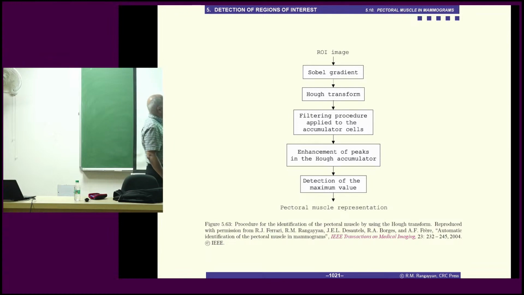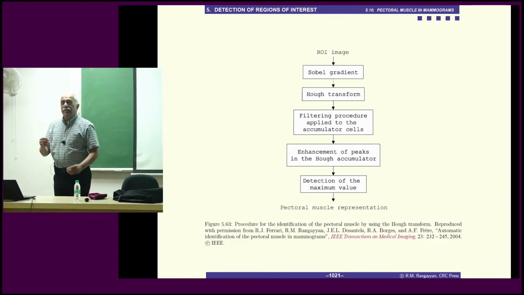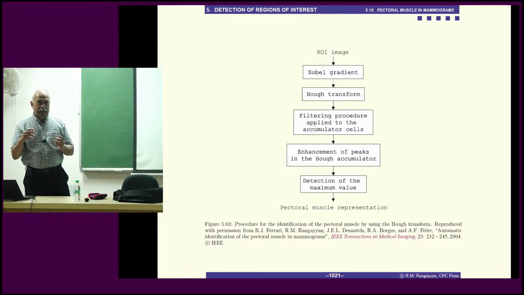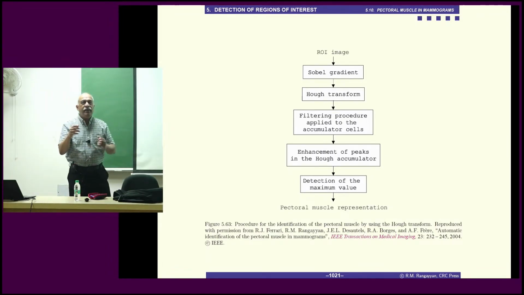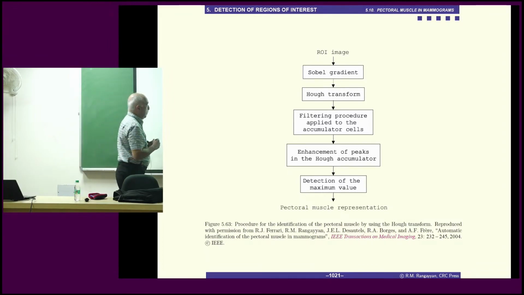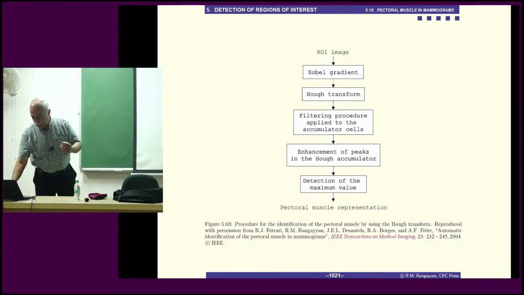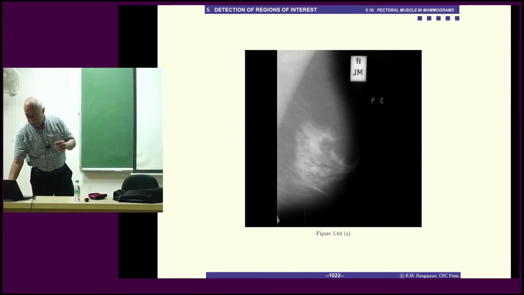Filtering procedure to the accumulator cells in the Hough transform domain to detect the best possible straight line fit to the pectoral muscle. Enhancement of the peaks in the Hough accumulator. There could be multiple peaks in the Hough domain, and if you can enhance the peaks, then you can separate the dominant peak from the others, and that helps in selection of the appropriate straight line. Detect the maximum value, and that should correspond, hopefully, to the pectoral muscle edge.